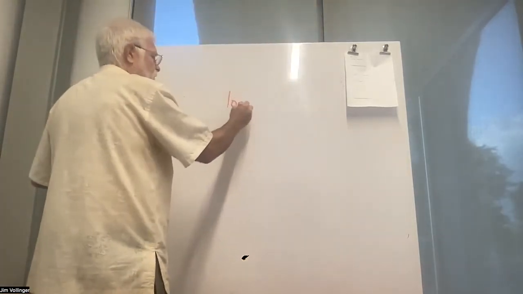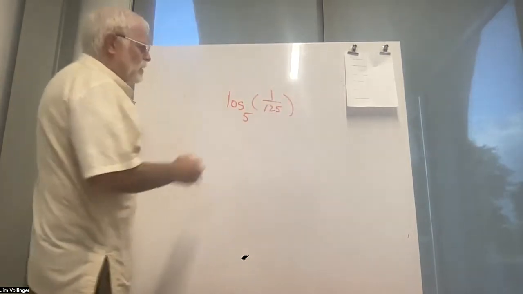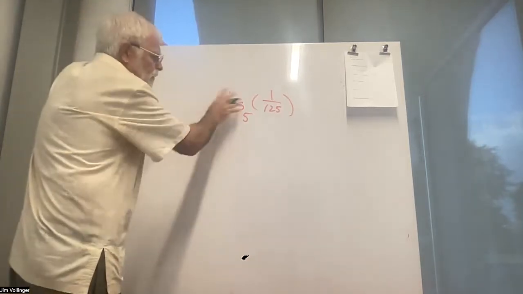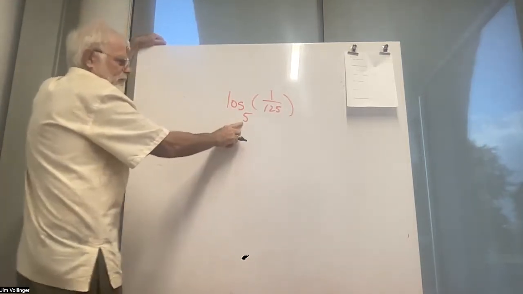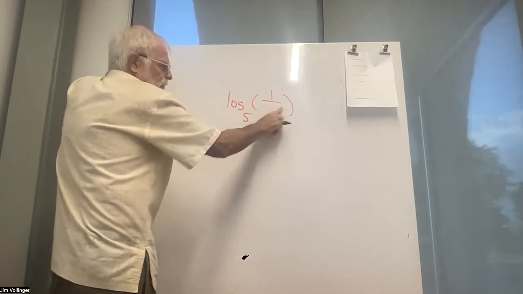Log base 5 of 1 over 125. I'll do this one a little bit differently. I know I'm looking for exponential activity on top of 5. Well, I can write this in base 5 notation. That's 5 to the 3.